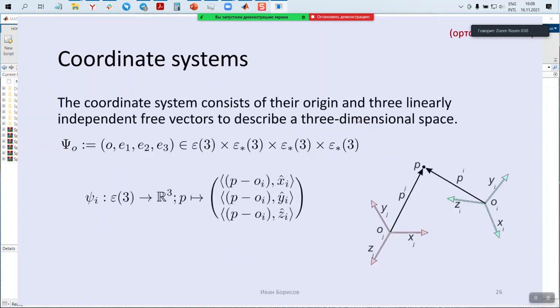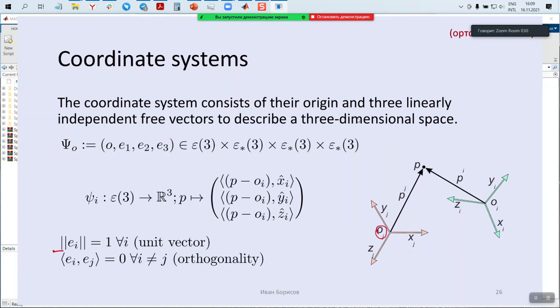Coordinate system, I guess, is the final math concept that we need to recap. A coordinate system has an origin, a position like a point O, and it also has three unit vectors x, y, and z. If you take an inner product of any two different unit vectors, you will get zero, since they need to be orthogonal, and the magnitude of each unit vector equals 1, since it's a unit vector.